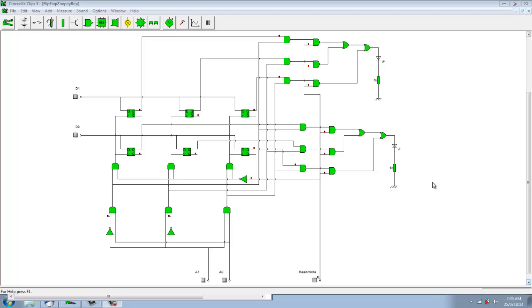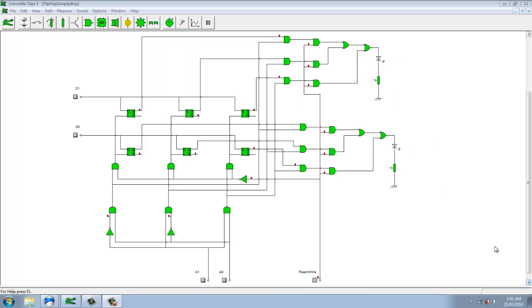Okay, so this is a circuit diagram for the circuit that I was just talking about. As you can see, here's the read and write input that I was talking about, the A0 and A1 inputs that I was talking about, and the D0 and D1 inputs that I was talking about. As well, here is Q0 and Q1.